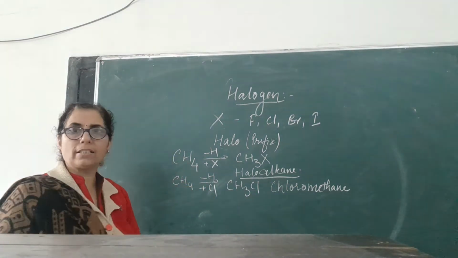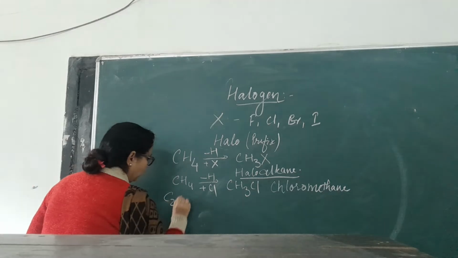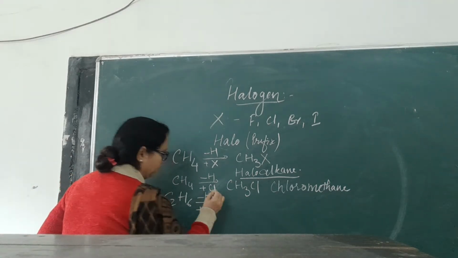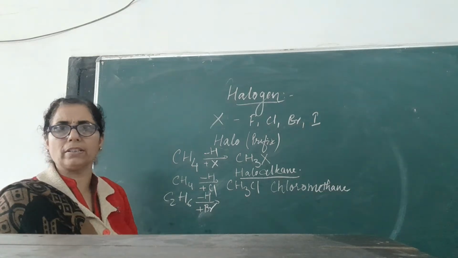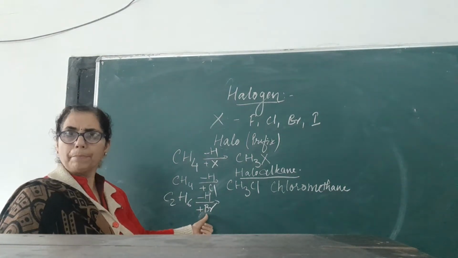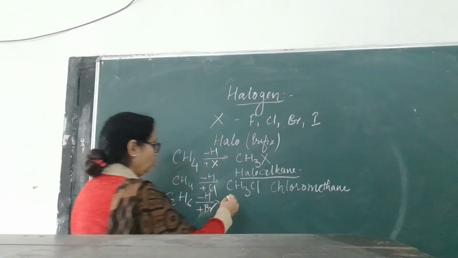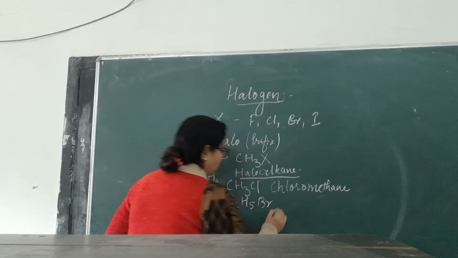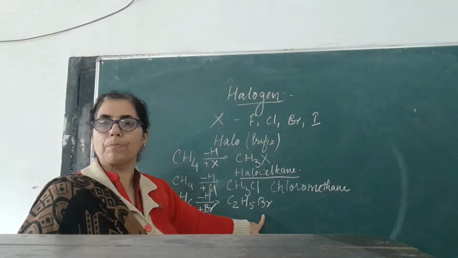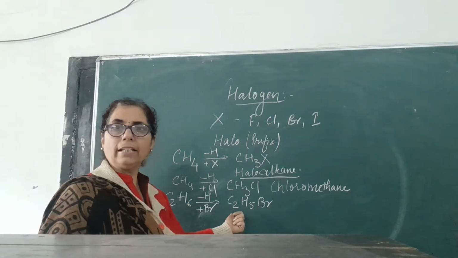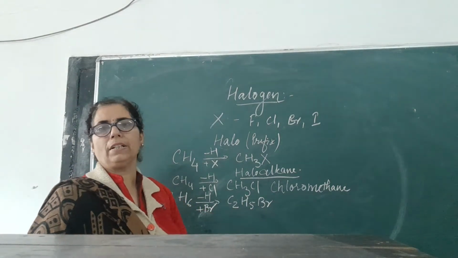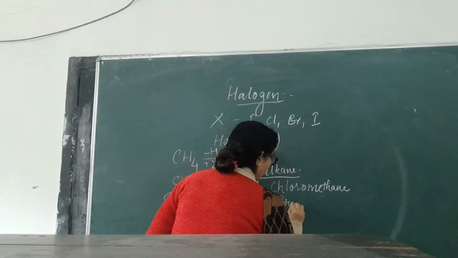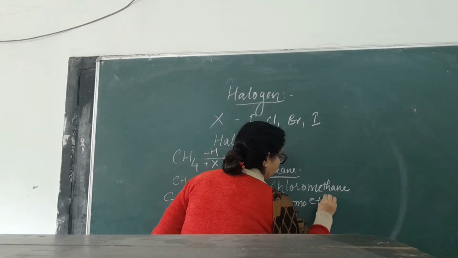I will take one more example for you. If ethane is there, suppose I am replacing one hydrogen with bromine, just to make you understand with another example. You will get the compound C2H5Br. Now Br is there as bromo, and the alkane group here is ethane. So you will write the name as bromoethane. The IUPAC name will be bromoethane.